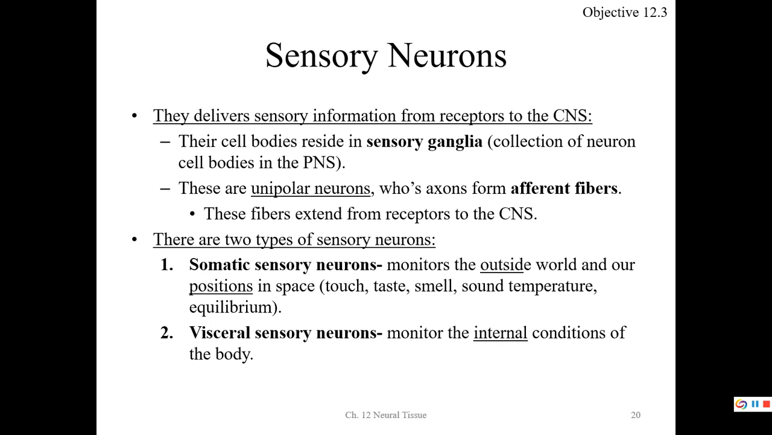Now, these unipolar neurons form afferent fibers, and they go from receptors to the CNS. There's somatic sensory, which carries information about your outside world, things like your body's position, touch, taste, smell, temperature, sound, and equilibrium. Visceral sensory is internal conditions, like how acidic the stomach is, food is in my stomach, feces is in the rectum, urine is filling the bladder.